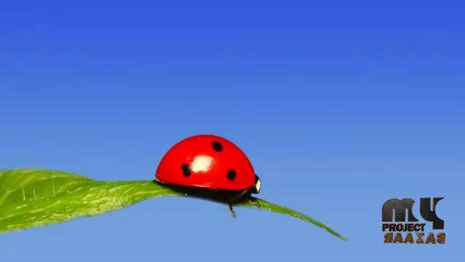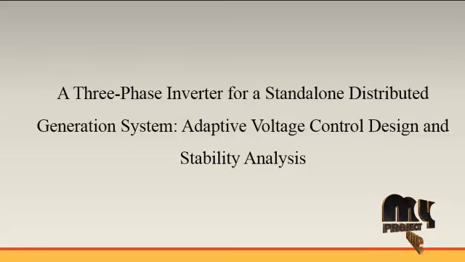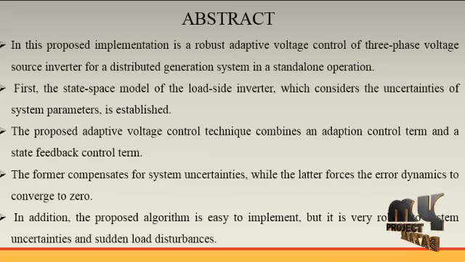Welcome to myprojectbazaar.com. Our product title is a 3-phase inverter for a standalone distributed generator system: adaptive voltage control design and stability analysis. Let us see about this proposed implementation, a robust adaptive voltage control of a 3-phase voltage source inverter for a distributed generation system in a standalone operation.